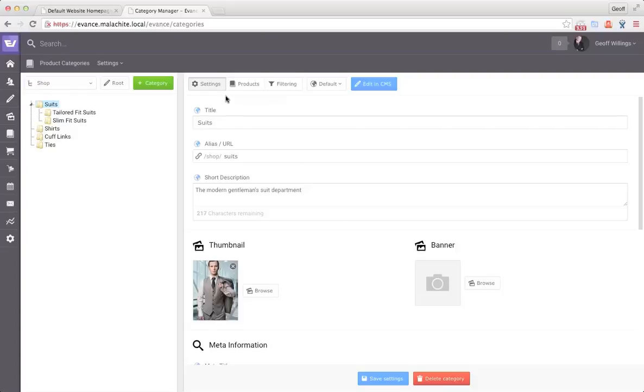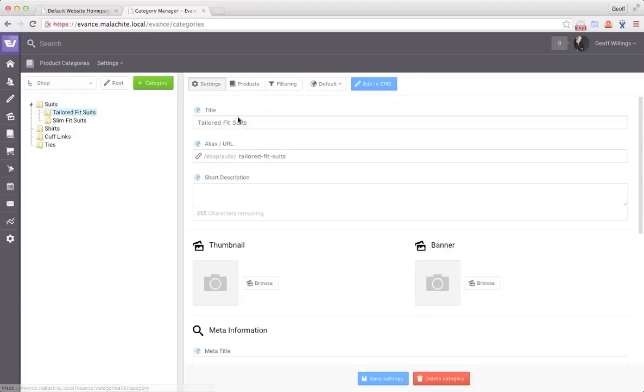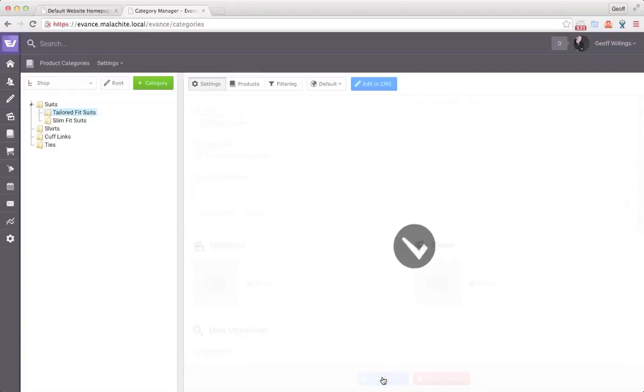So here we can see that suits has a URL of shop suits, and then tailor fitted suits at the moment has suits tailor fitted suits. But actually what we could do is remove this because it is already part of suits. And I can save that.